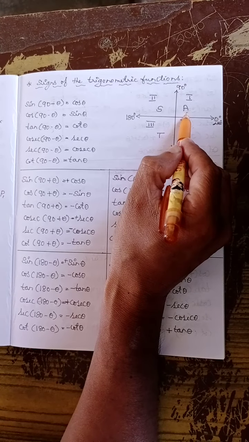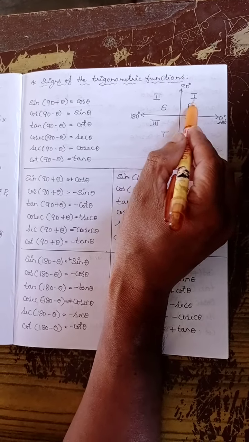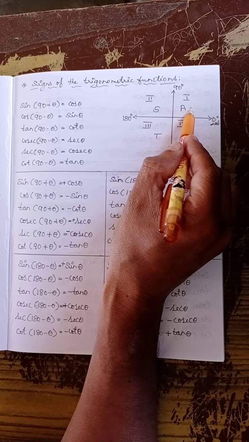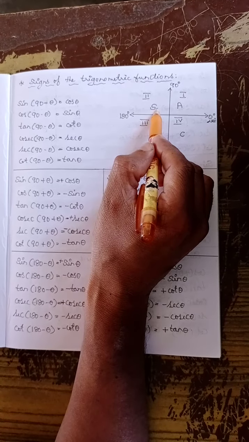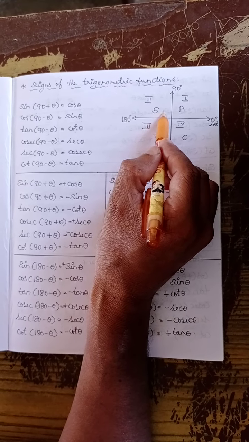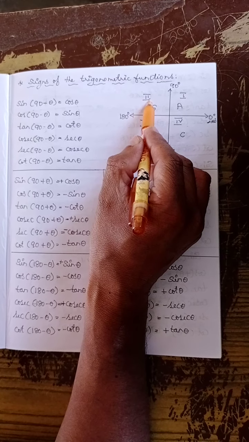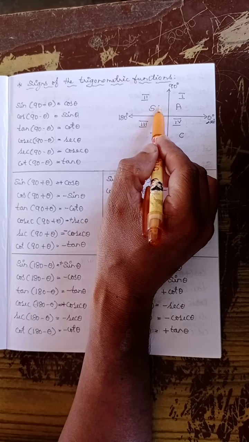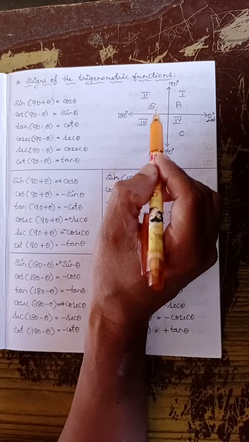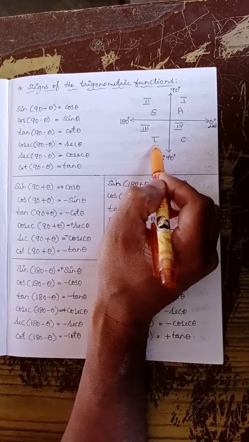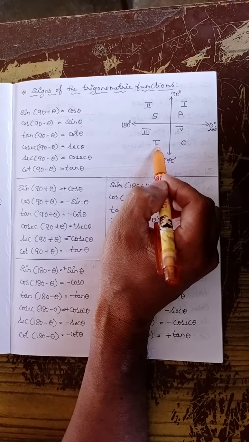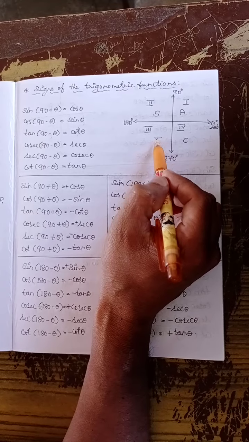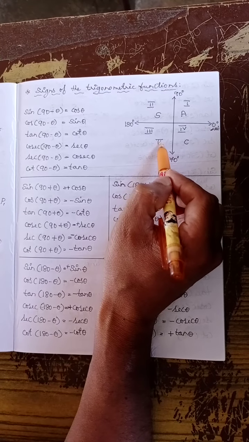Here I have written ASTC, which means what? A means all trigonometric functions are positive in the first quadrant. S means only sine and its reciprocal cosec are positive in the second quadrant, and the rest of all the trigonometric functions are negative in the second quadrant. And T means tangent and its reciprocal cotangent are only positive in the third quadrant, and the rest of all the trigonometric functions are negative in this third quadrant.